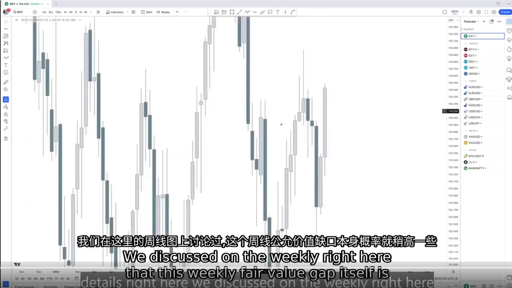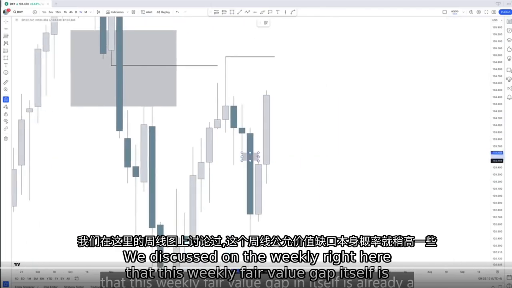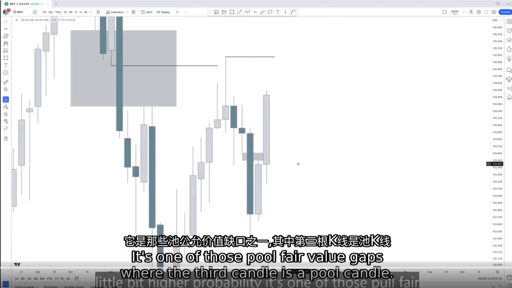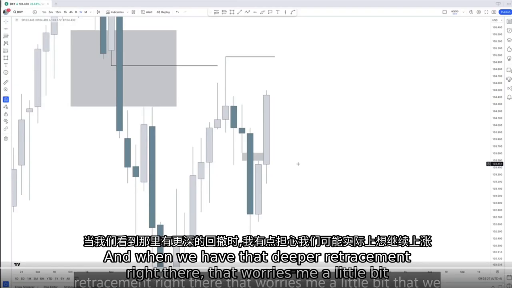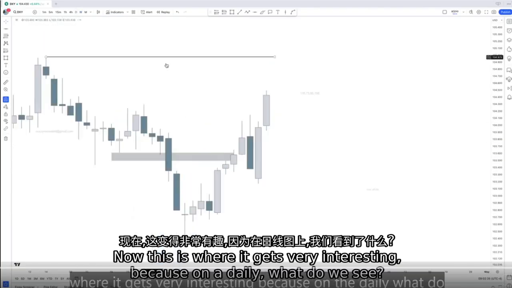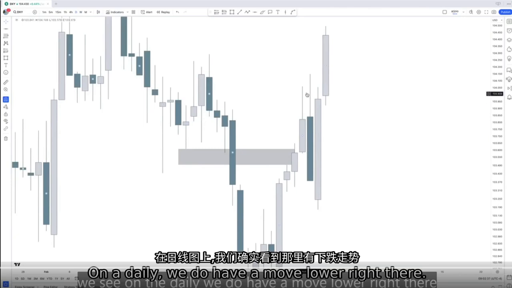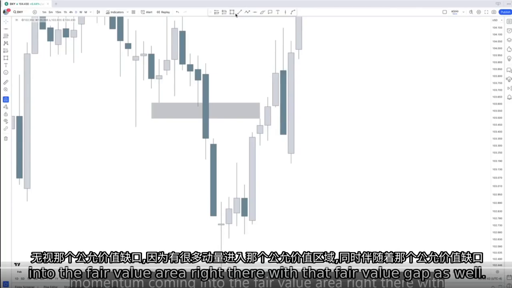We discussed on the weekly right here that this weekly fair value gap in itself is already a little bit higher probability. It's one of those pool fair value gaps where the third candle is a pool candle. And that means it's either not going to hold or it's going to have a deeper retracement. And when we have that deeper retracement, that worries me a little bit that we might actually want to continue higher instead. Now, this is where it gets very interesting, because on the daily, what do we see? On the daily, we do have a move lower right there, disrespecting that fair value gap, because there's a lot of momentum coming into the fair value area.